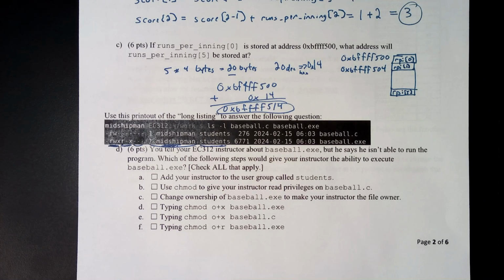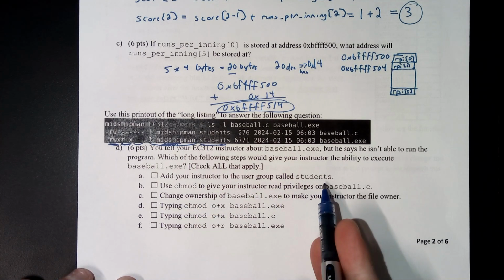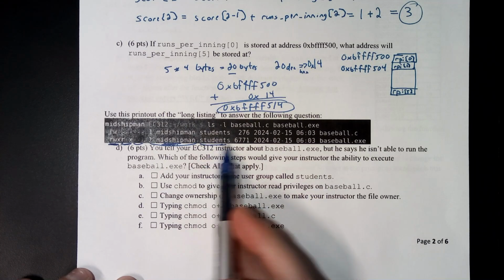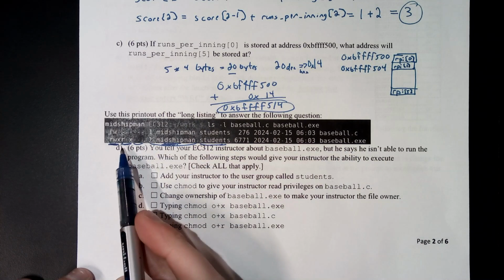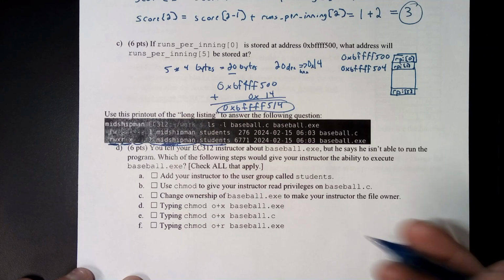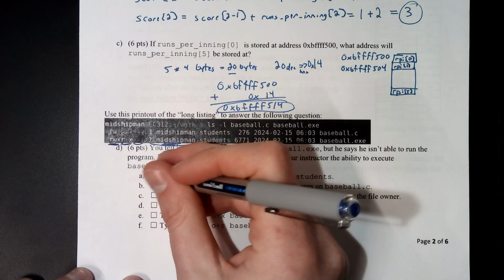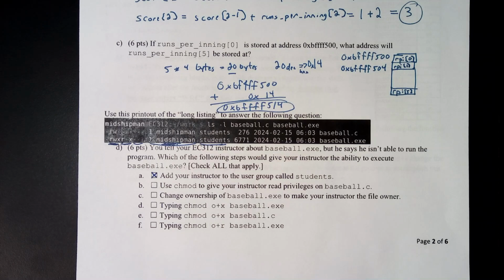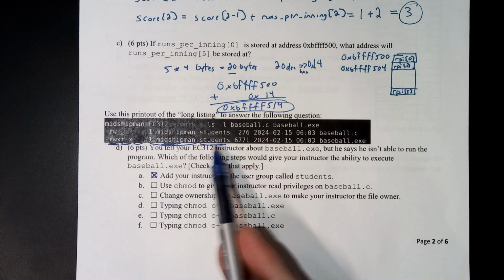So first thing, add your instructor to the group called students. Well, if we look here, students is the group that's associated with this file, and they have read execute permissions. That r-x means read and execute. And so that would work because the instructor would then be part of students and have the permission to execute the program.